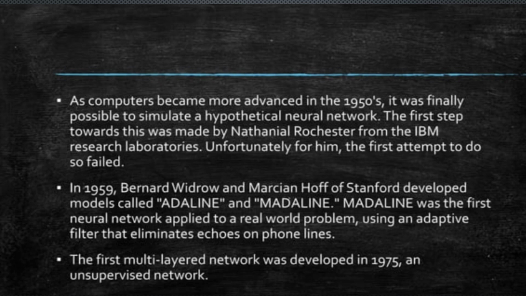In 1959, Bernard Widrow and Marcian Hoff of Stanford developed models called ADALINE and MADALINE. MADALINE was the first neural network applied to a real-world problem, using an adaptive filter that eliminates echoes on phone lines. The first multi-layer network was developed in 1975, an unsupervised network.